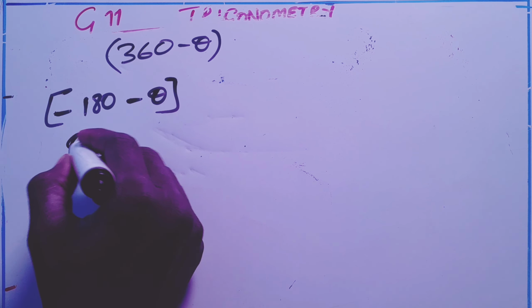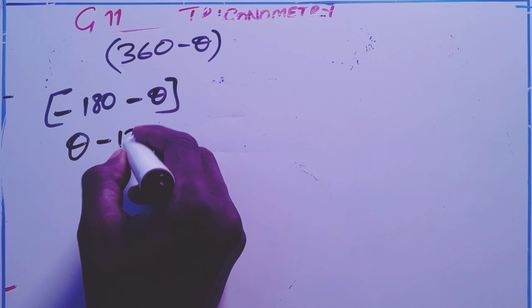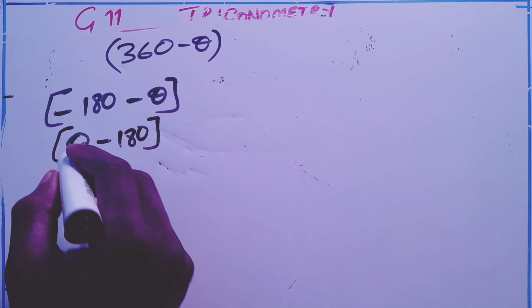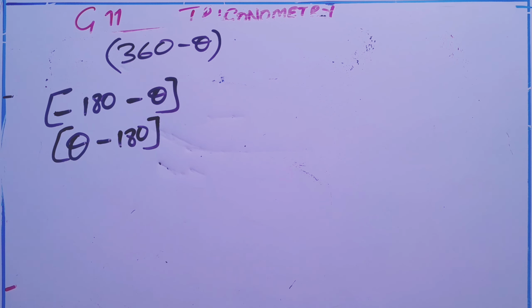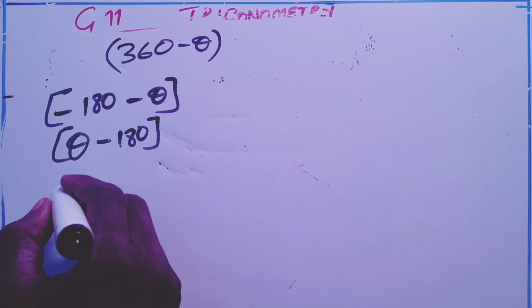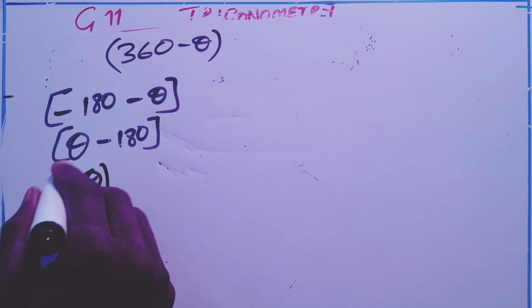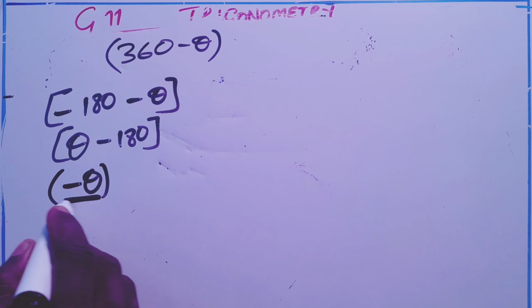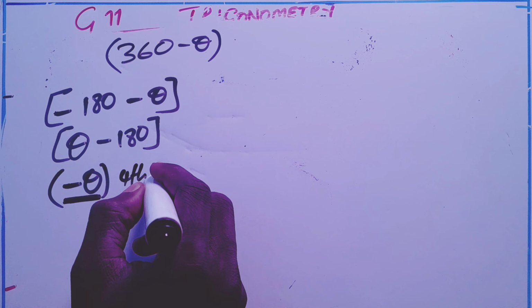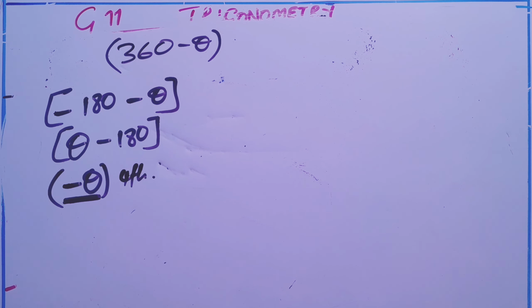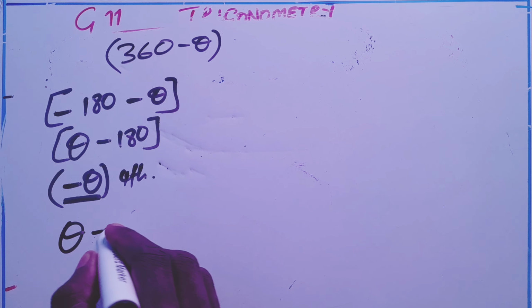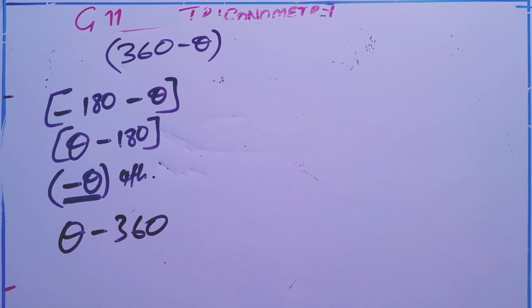Or they can give you theta minus 180 like this. So this is not in the form of reduction. Can you see that? And also they can give you negative theta, and negative theta we've already explained is in the fourth quadrant. So I don't think you have a problem with this. I don't think so. And also they can give you theta minus 360, right? So let's just try to figure out where they fall in these angles, so that you won't have a problem in solving them.